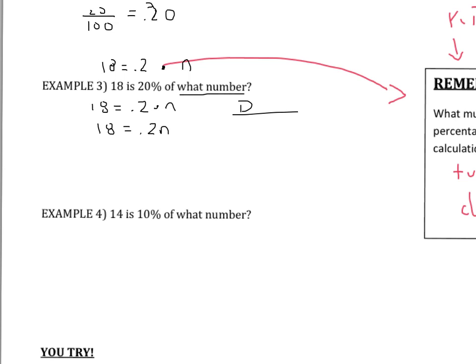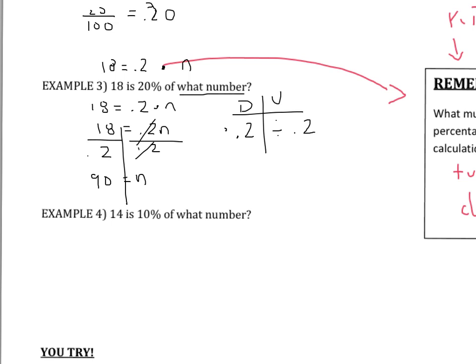So I'm going to go ahead and make my do and my undo box. What's happening to n? It's being multiplied by 0.2. How do I undo that? I divide by 0.2. So I'm going to divide the right side by 0.2. Divide the left side by 0.2. 18 divided by 0.2 is 90. 0.2 cancel out. I'm left with n equals 90.